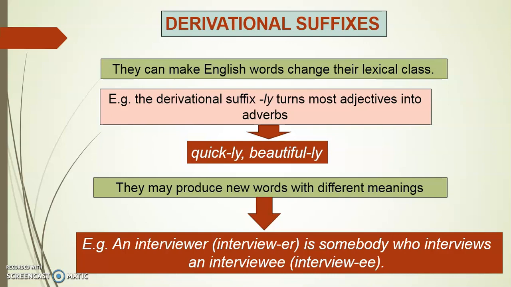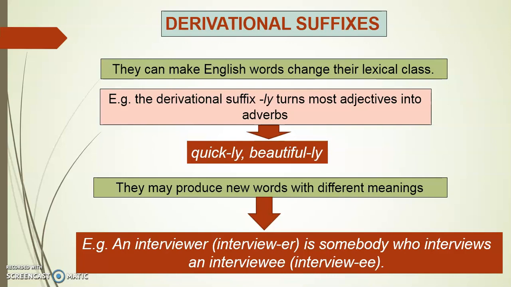So derivational suffixes can make English words change their lexical class. It's very important. For example, the derivational suffix "ly" turns most adjectives into adverbs. For example, quickly, beautifully. Okay, so we have quick, adjective, into quickly, adverb. So there is a change in the lexical category.